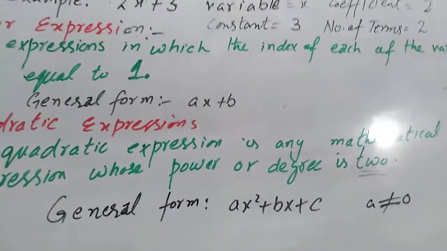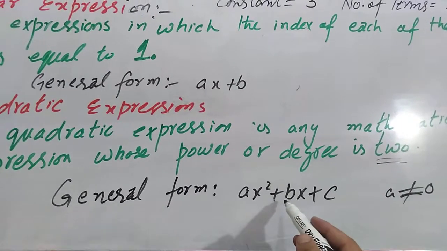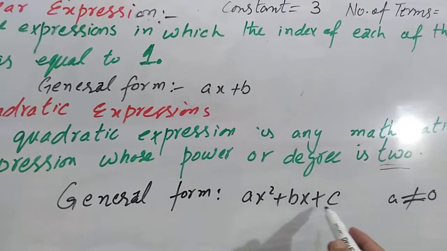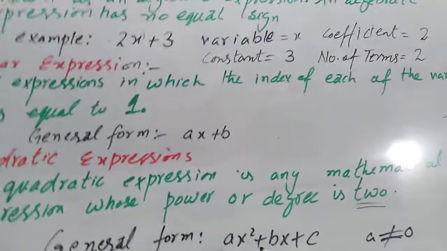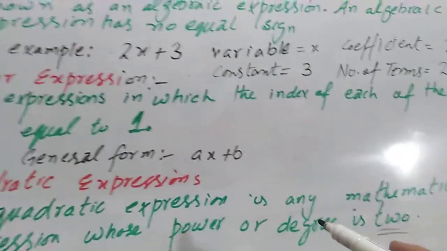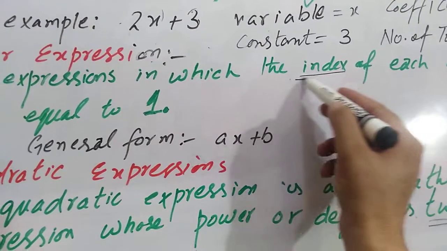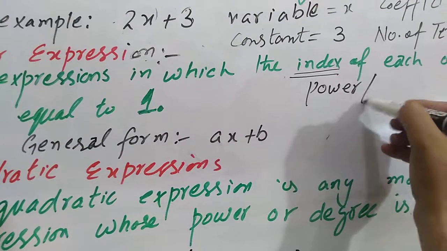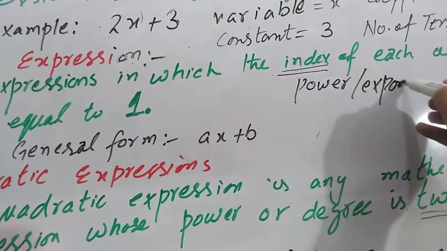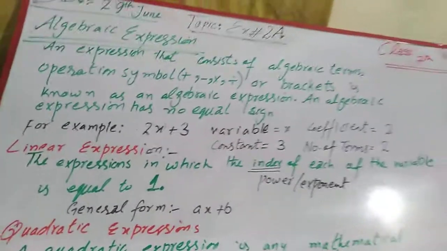One more thing, over here a and b are the coefficients, c is the constant term and x is the variable which is going to be used over here. Over here I also want to identify one thing. This is the index. Index means power or exponent. Okay, now I'm moving toward the exercise question.